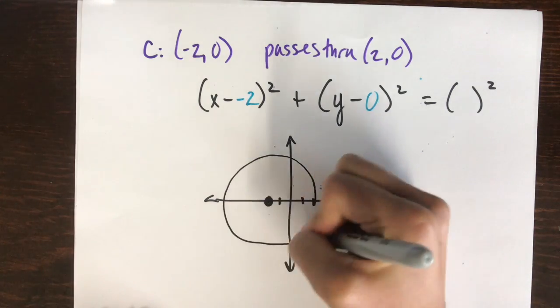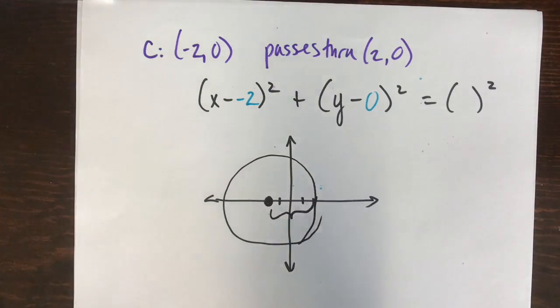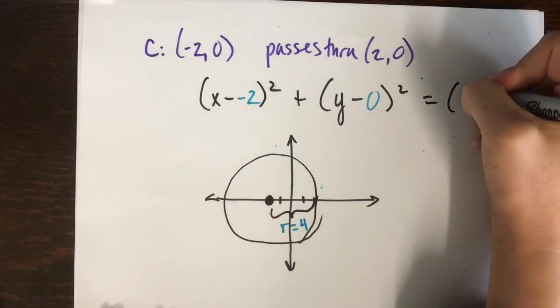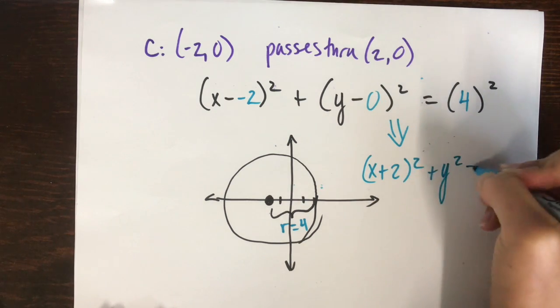And I realize that the edge of the circle, that point that it's passing through, 2, 0, and the center are 4 apart, which means the radius is 4. And I can plug that directly into my equation to get (x plus 2) squared plus y squared is equal to 16.